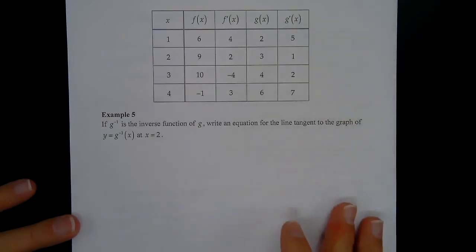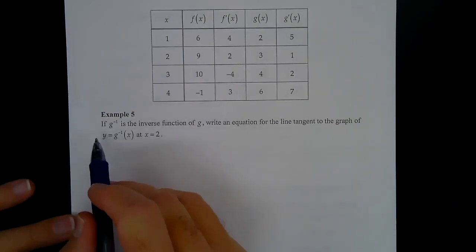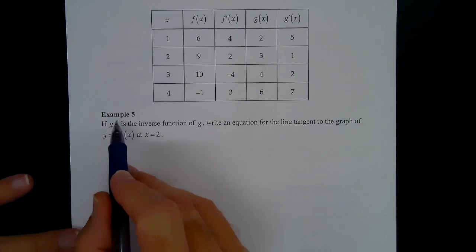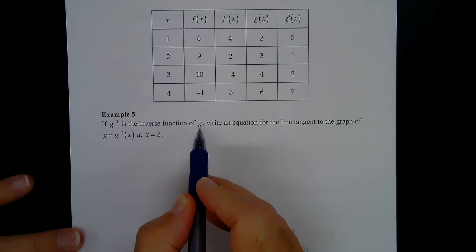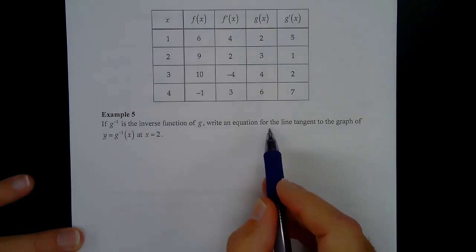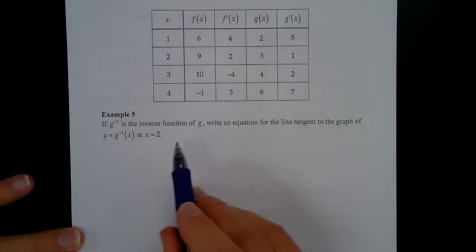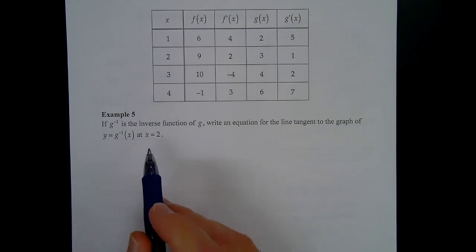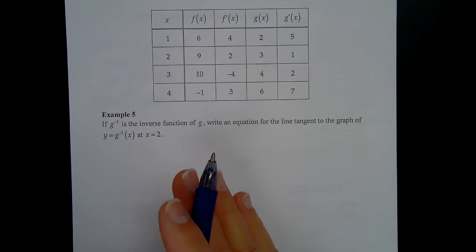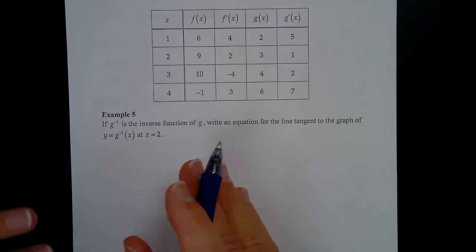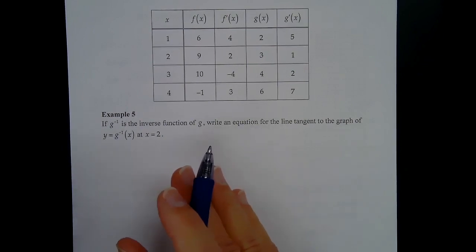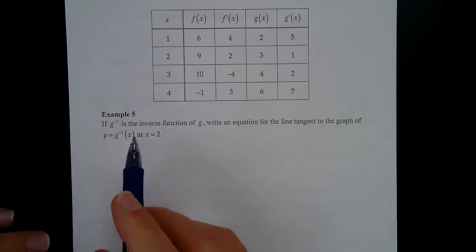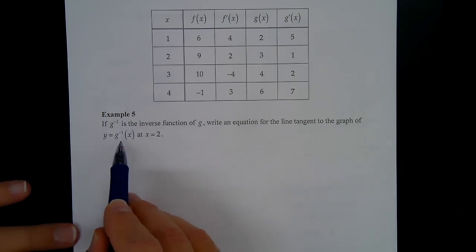Okay, so this problem came from a free response question a few years ago. If this is the inverse function of g, write an equation for the line tangent to the graph of y equals g inverse of x at x equals 2. Because we're using g and g inverse and not f, we have to use the clunky notation. I need the derivative of this, right?